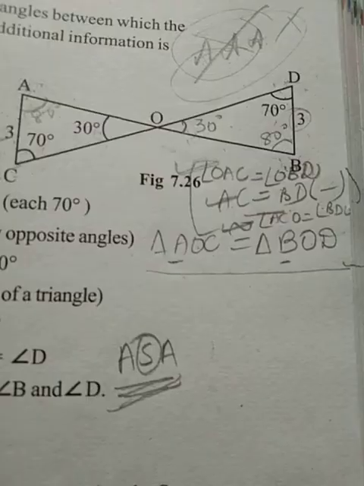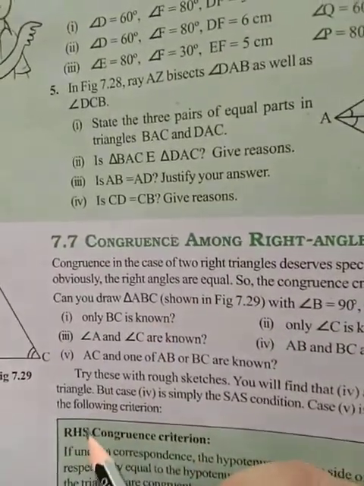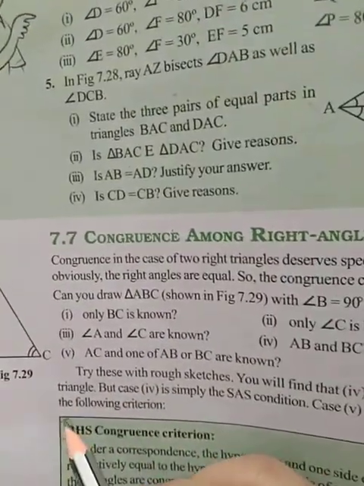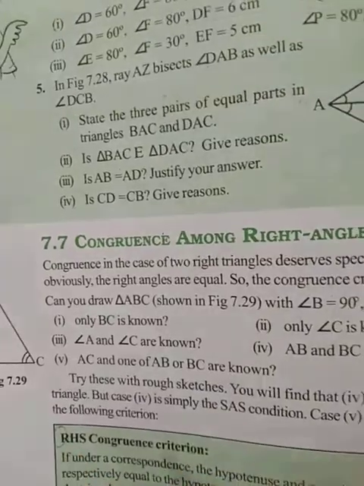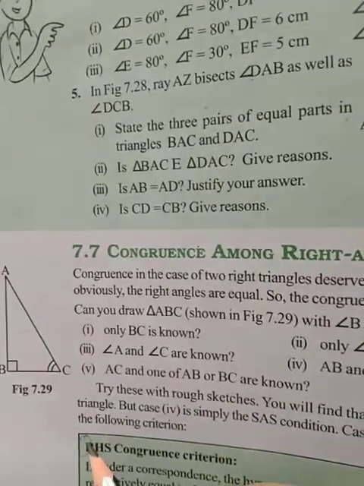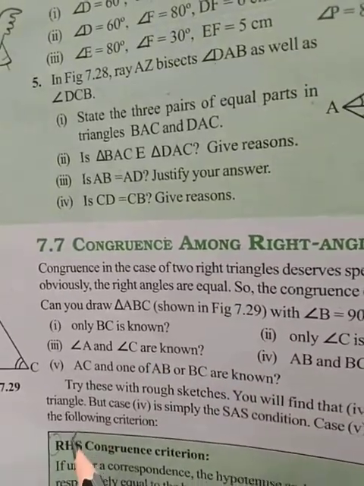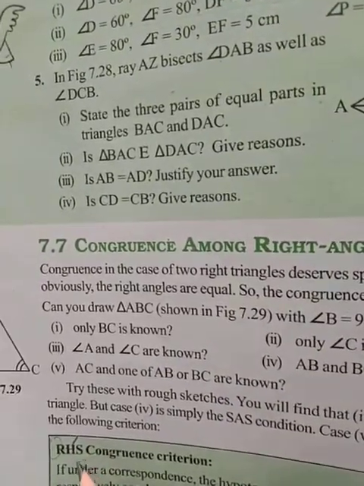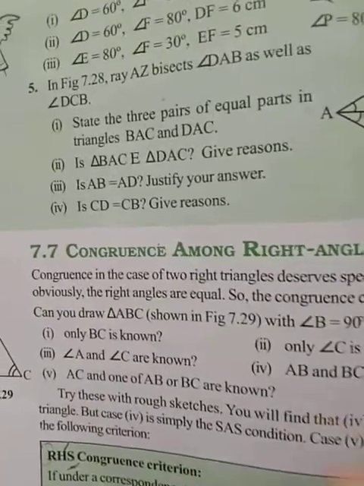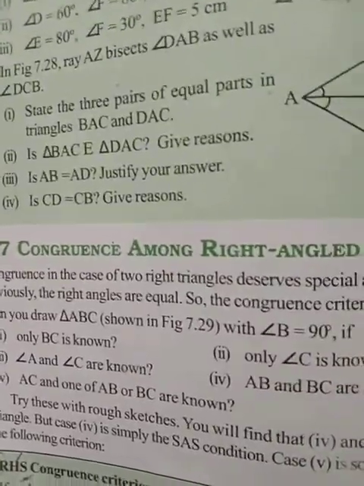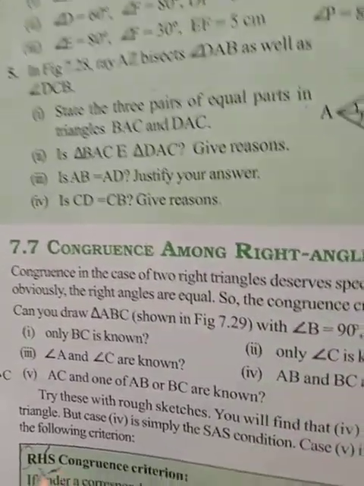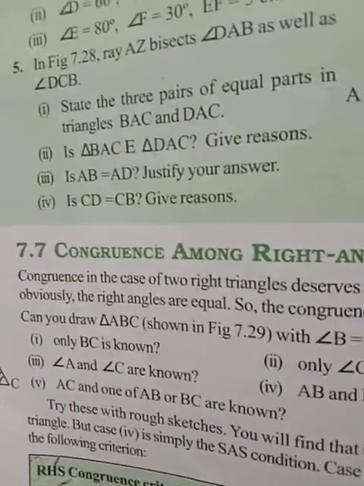Now the next criteria, RHS congruence criteria. Right, two triangles are given, one angle is 90 and their hypotenuse is equal, and one side, either the perpendicular is equal to the other triangle's perpendicular, or the base is equal to the other triangle's base. See how you will write this, how you will apply this RHS.